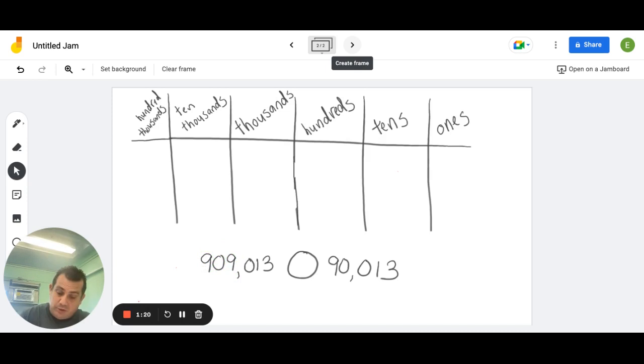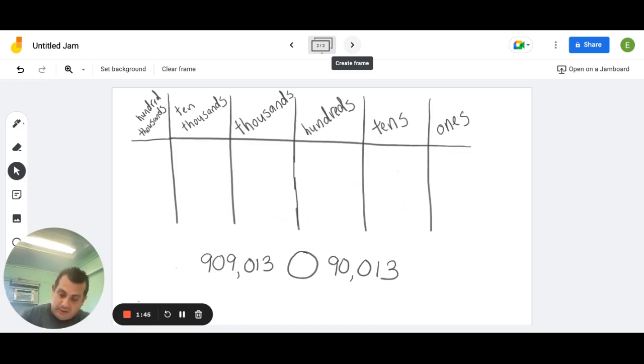Okay, so we could read this as 909,013. And over here is 90,013. Okay, but if you're unable to read both of those numbers, which we will be able to, we're going to plug these numbers and put them into our place value chart.